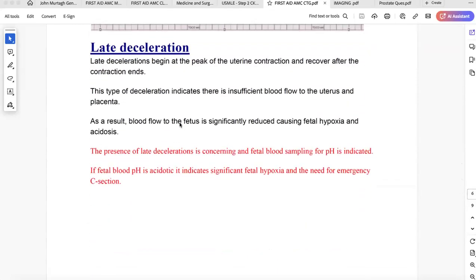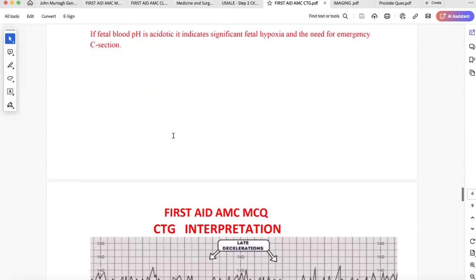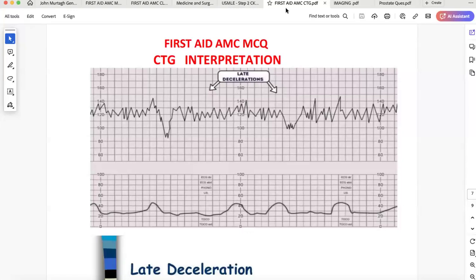And one of the most important things not to forget is late deceleration. Late deceleration is always pathological. It starts at the peak of the contraction and recovers after the contraction ends. So let's have a look. This is the peak of uterine contraction. And at the peak of uterine contraction, late deceleration will start, right? The uterine contraction will be finished, but the deceleration will finish after that.